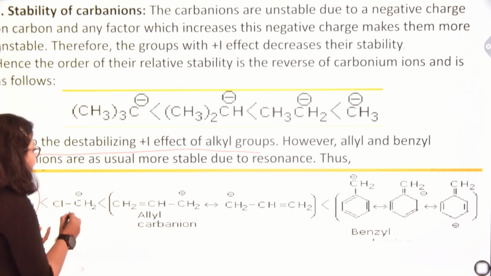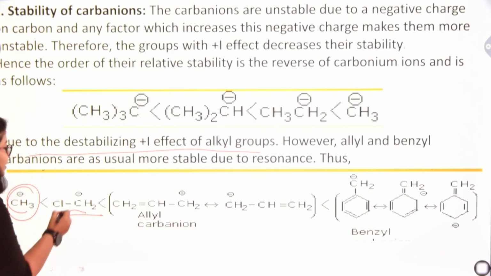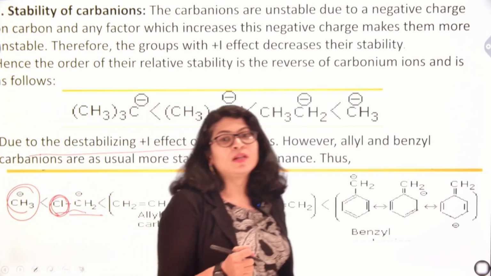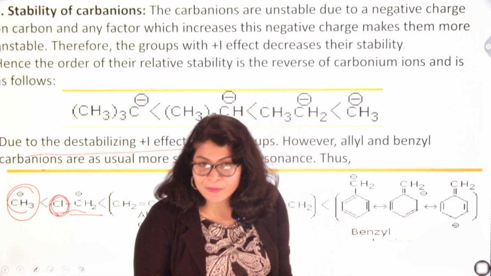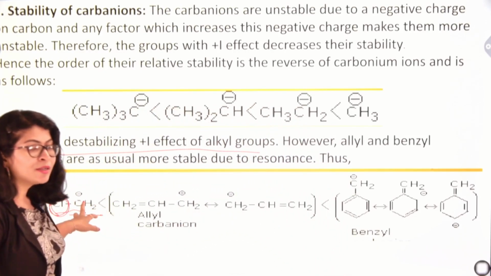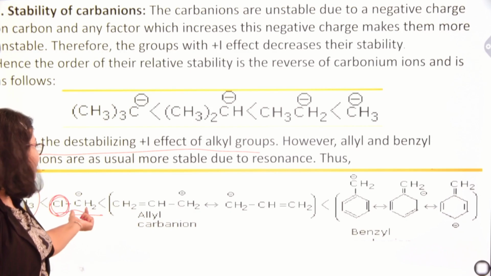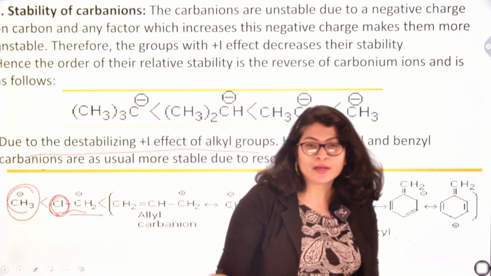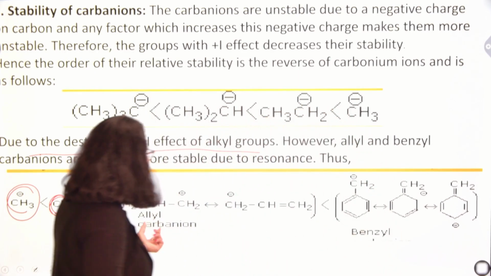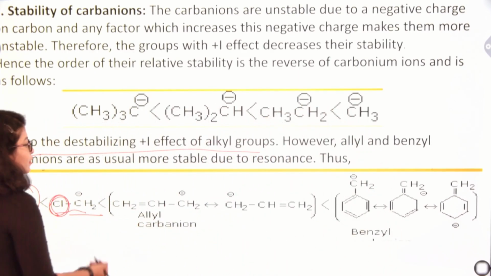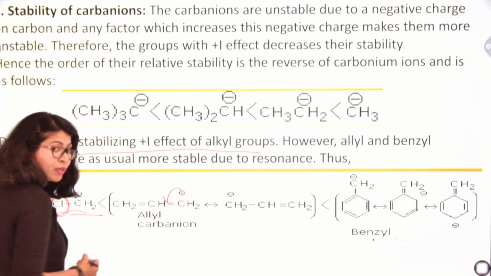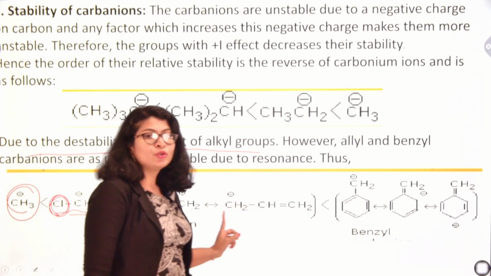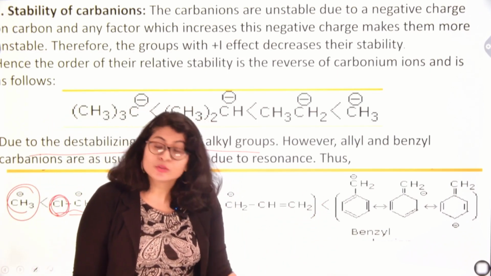But if I see CH2Cl, then what happens? Here Cl acts as an electron withdrawing group. It's an electronegative group, so it will show minus I effect. Therefore, this negative charge is now not entirely present upon this carbon atom. Rather, it is shared by the chlorine atom attached beside it. Now, if I see the allyl carbanion, in this resonating structure, the negative charge can become the double bond, and the double bond can become the negative charge. So, this shows the stability of carbanion.